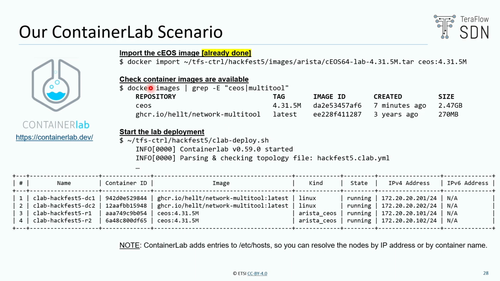Some commands in order to run ContainerLab. The first one is to import the cEOS image. In general, you need to download it from the web page of Arista. This can be downloaded for free. You just need to create an account and you can download the image. With this other command, you can check. Well, this is already done in the virtual machine, so in theory you should do nothing.